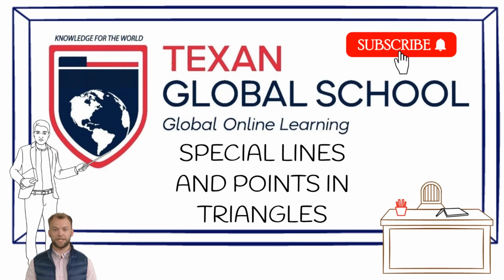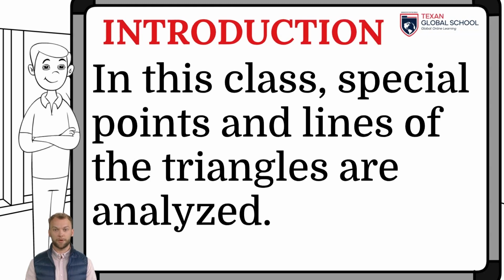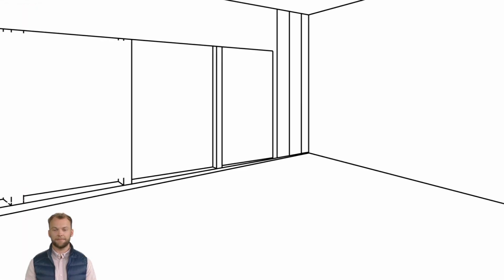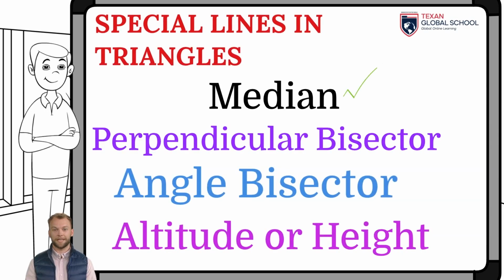Special lines and points in triangles. Triangles have lines that can form intersection points, which are discussed in this class. Lines include the median, perpendicular bisector, angle bisector, and altitude or height.